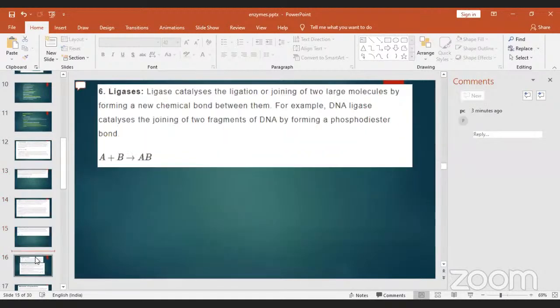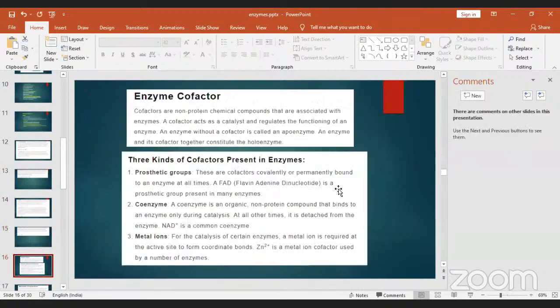One doubt, sir. In the example classification of enzymes, you have to write oxidoreductase, transferase, hydrolase, all this, right? Classification, definition of enzymes and the example, that's all. This answer will come as essay or short? Short question. Okay, fine, sir. Next.